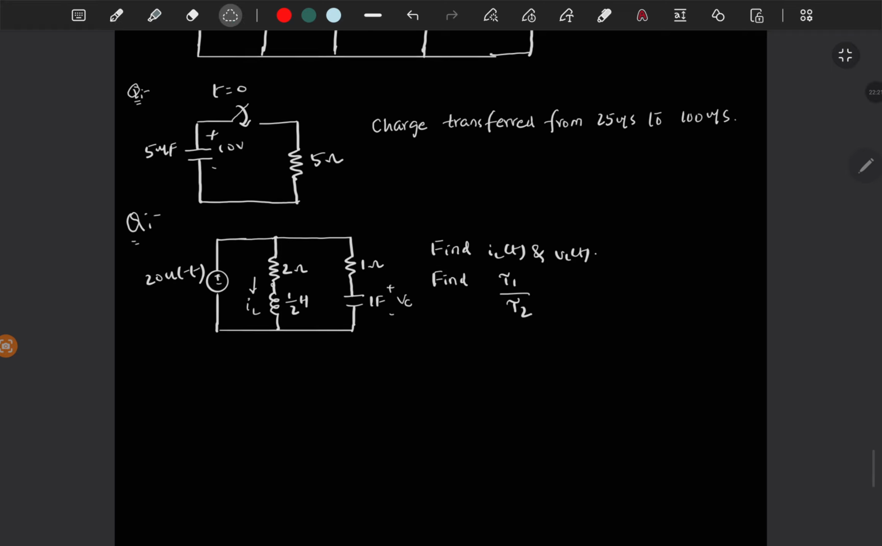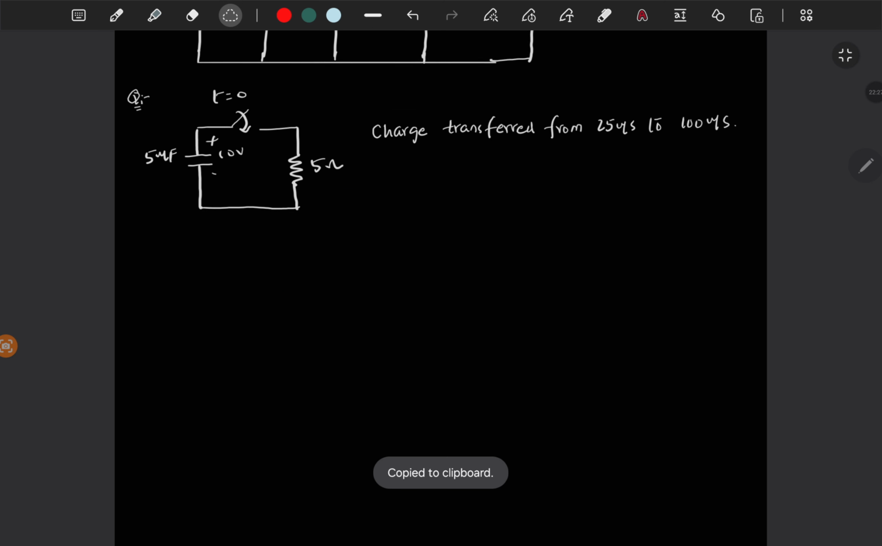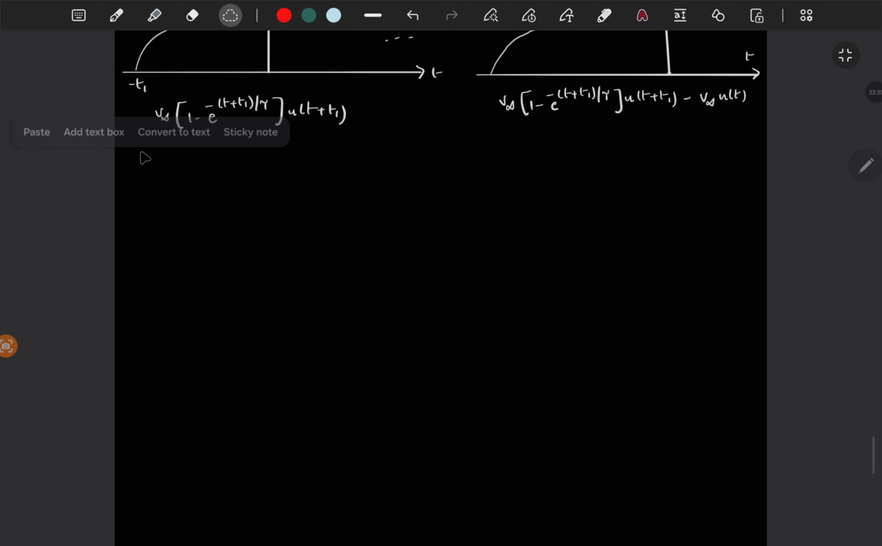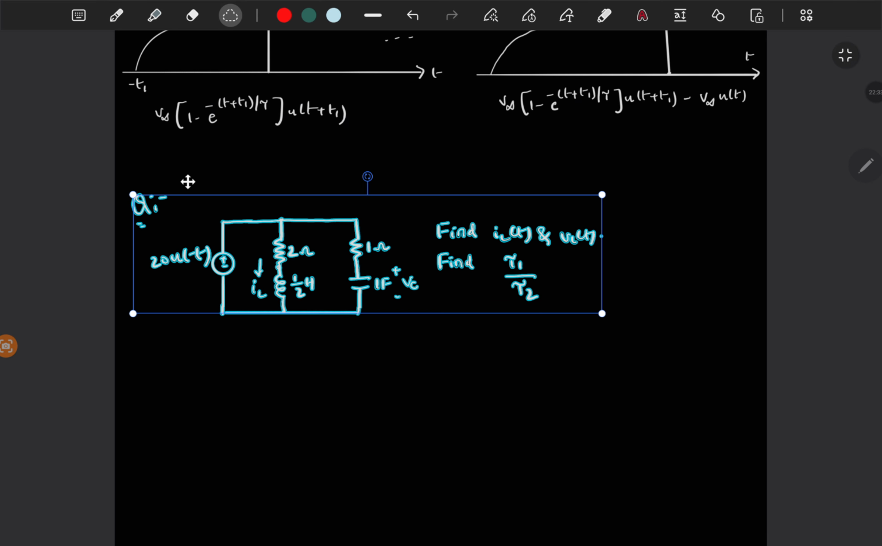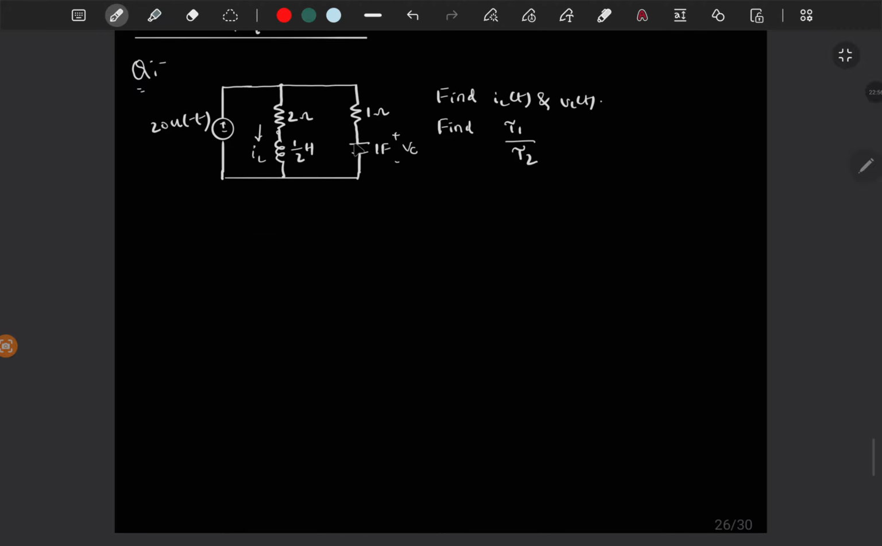Yeah, we will take this circuit first. Okay, so given this circuit, you have to find IL of t, Vc of t, and find tau 1 by tau 2. Tau 1 and tau 2 are two different time constants here.